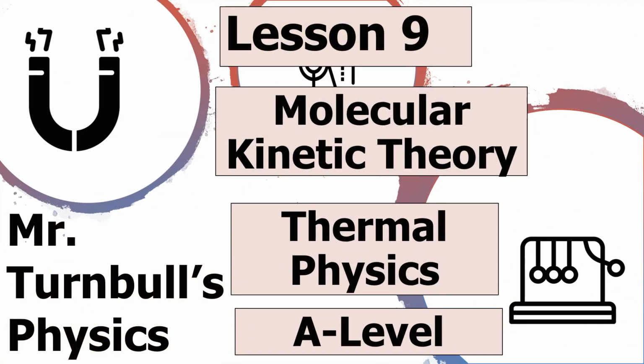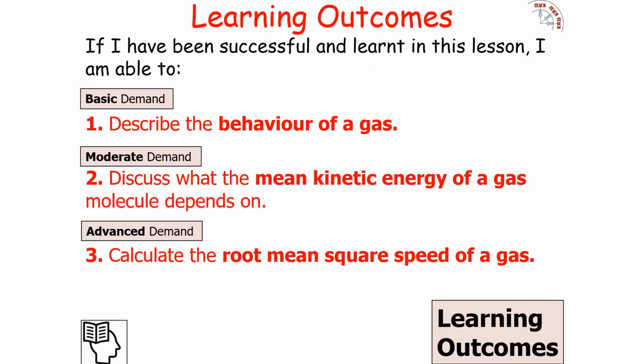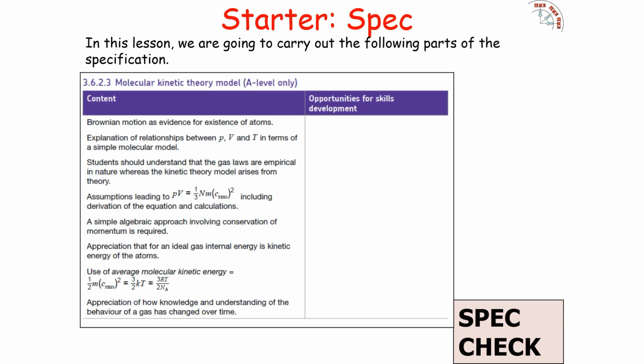Hello and welcome to today's lesson on molecular kinetic theory, which is part of the thermal physics topic in AQA A-level physics. So in today's lesson we're going to try and understand the molecular kinetic theory for gases. So if we've been successful and learned in this lesson, we can describe the behaviour of a gas, we can discuss what the mean kinetic energy of a gas molecule depends upon, and also calculate the root mean square speed of a gas. So it links into the following part of the AQA A-level physics specification, 3.6.2.3 molecular kinetic theory model.